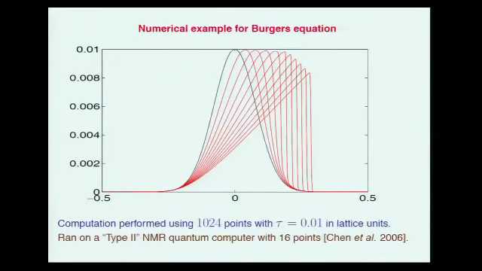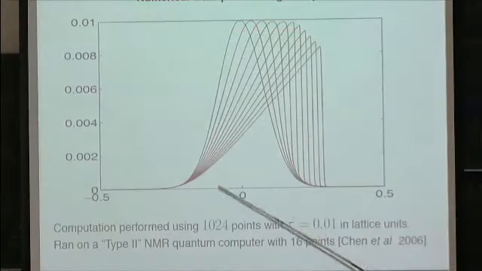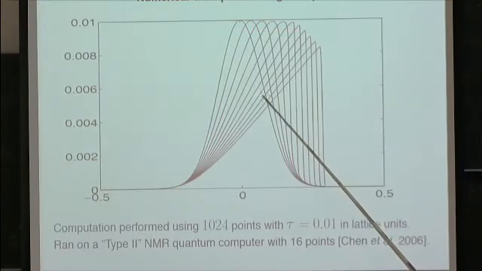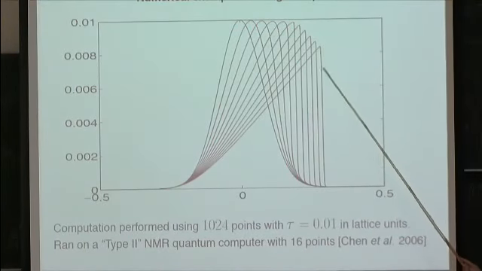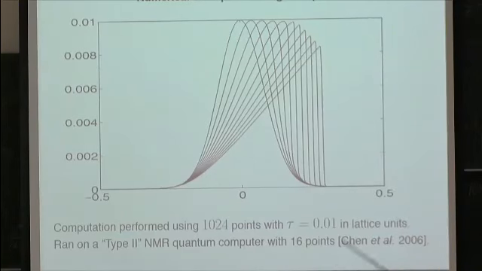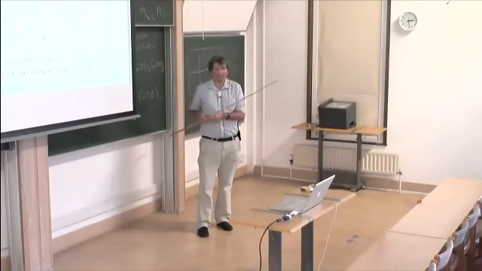Here's a numerical example just of a simpler system, Burgers' equation. I put in the Gaussian initial conditions, and then I let it steepen up and form a shock, which then starts decaying. This was a run on 1024 grid points with tau 0.01 in the so-called lattice units, where you take the time step and the grid spacing to be length 1. Interestingly, the same or equivalent algorithm was run on a so-called type 2 NMR quantum computer, but with only 16 points. So one of the attractions of these algorithms is they are very simple to implement.